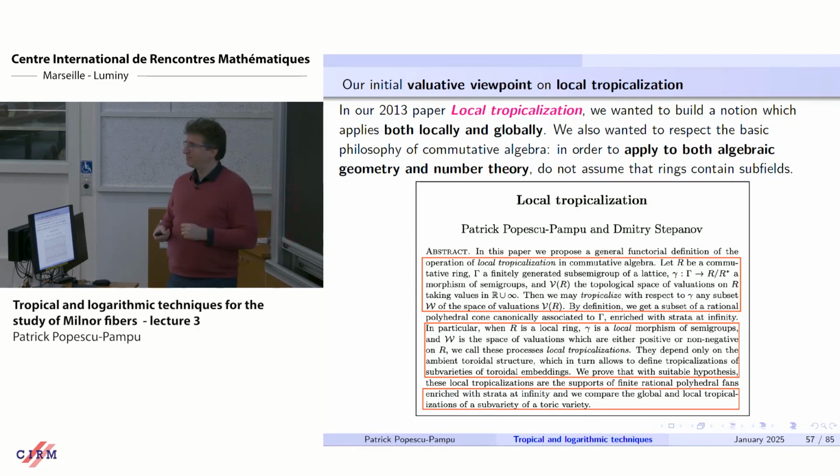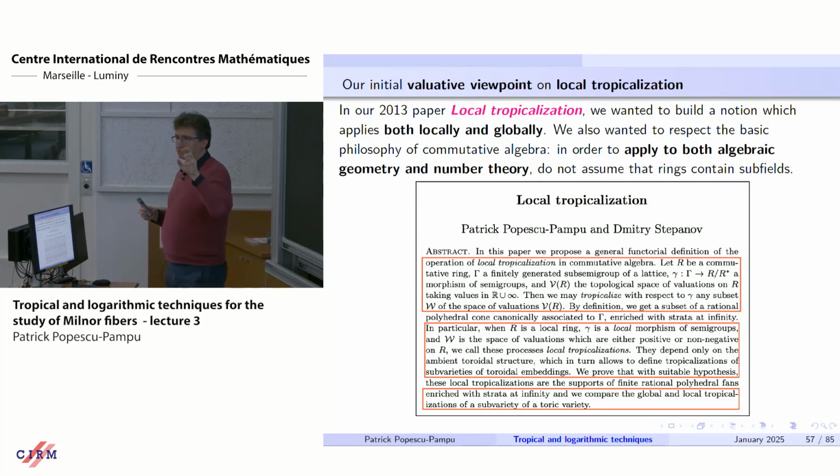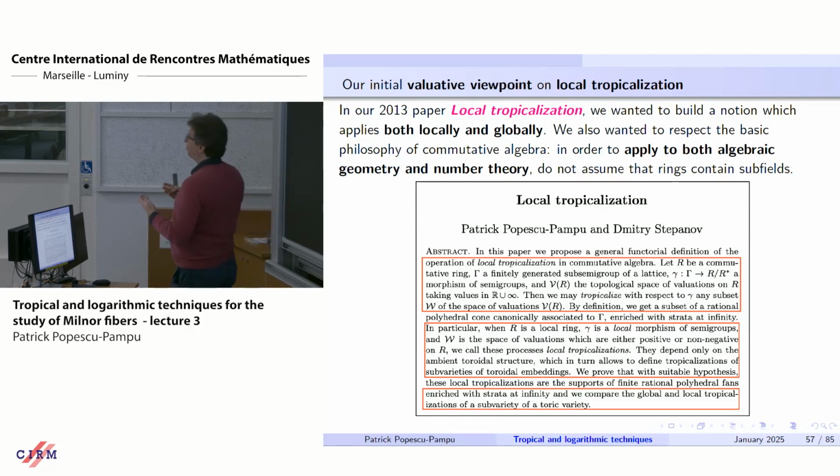And why do I speak about this? Because Dmitry, Stepanov, and myself, when we wrote our basic paper on local tropicalization, we wanted to have a very general notion which applies both to formal germs, so to singularity theory, and which contains the existing global tropicalizations. We wanted also to have a tool like commutative algebra, which applies both to algebraic geometry and number theory. And in number theory, we have rings which do not contain fields.